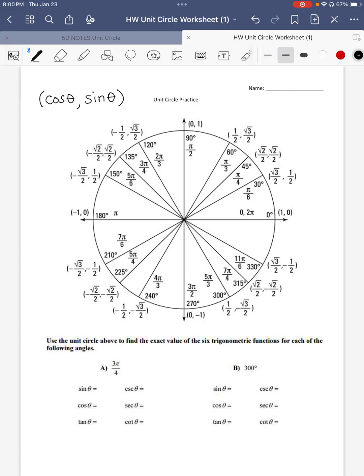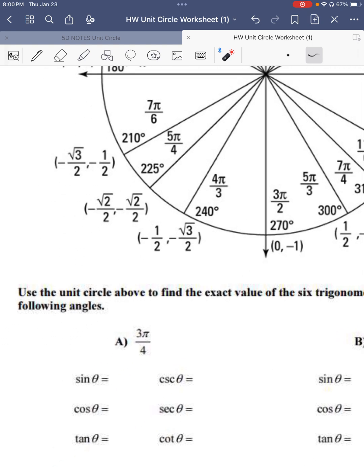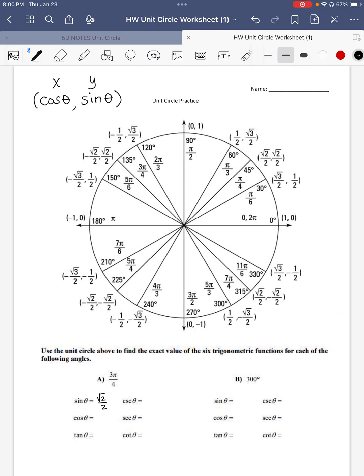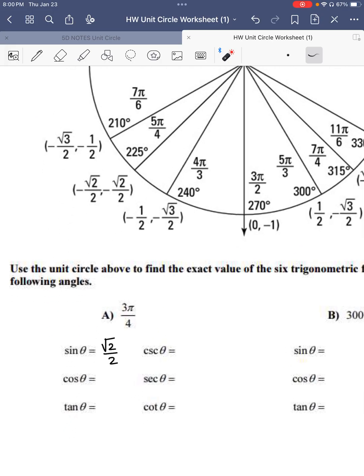By the way, an easy way to remember that is alphabetical order. X comes before Y. C comes before S in the alphabet. So that's one way that could help you remember that. Okay, so if I want to find the sine, it is just the Y value. So that's root 2 over 2. Cosine is the X value, negative root 2 over 2.